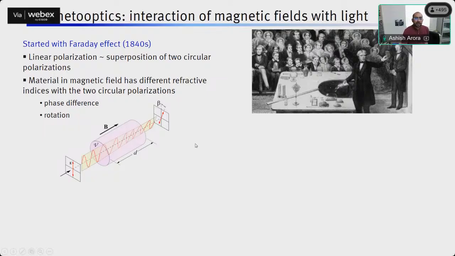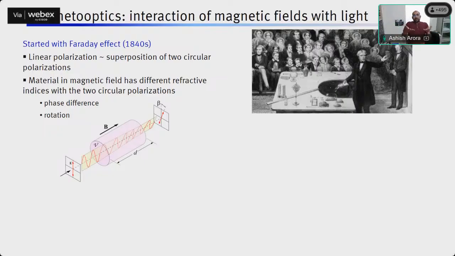Now, this effect is very important because the material's magnetic moments interact with the light. For example, if it is a ferromagnetic material, then its magnetic moments might all be aligned parallel to one another in a certain direction.